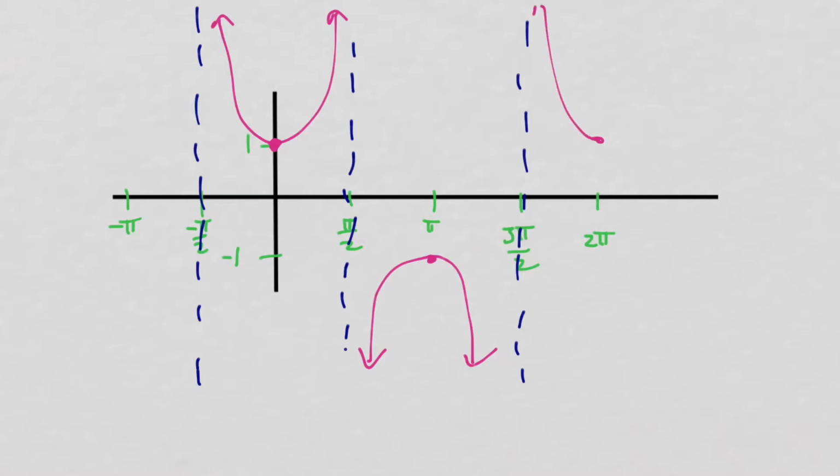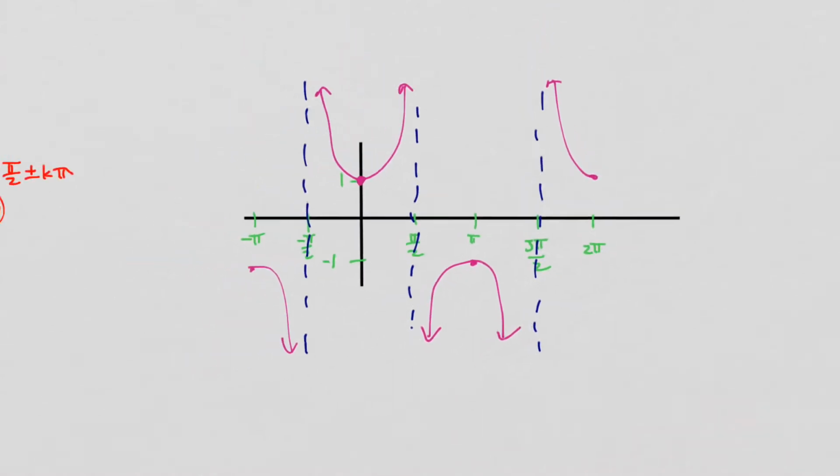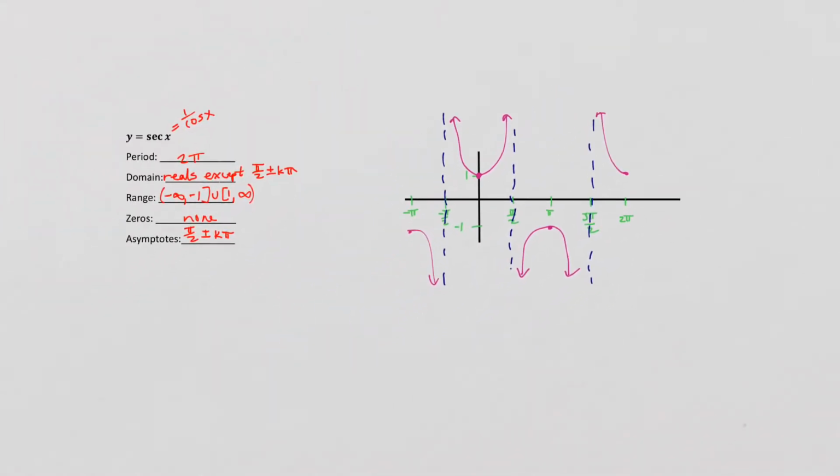And I'm only looking at half my graph. And you can see how this is going to repeat as well. Just go ahead, pause the video, make sure that your graph is correct, you have all the information, and come back and we will talk about cotangent.